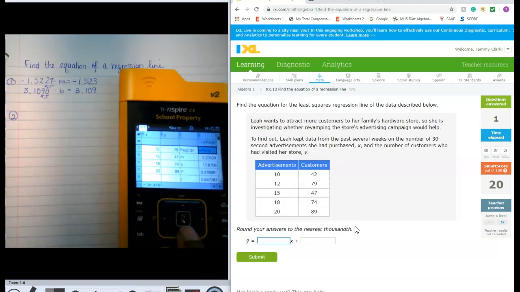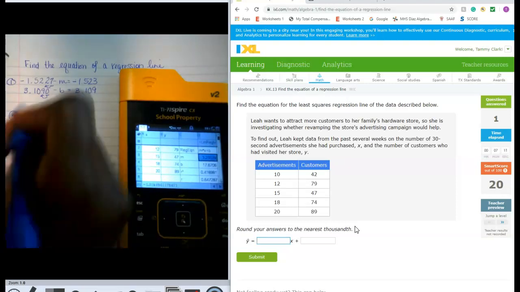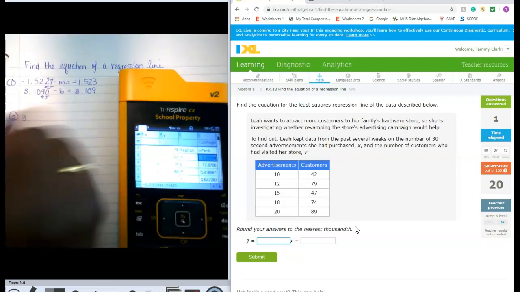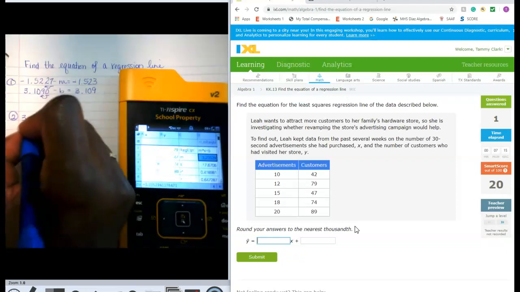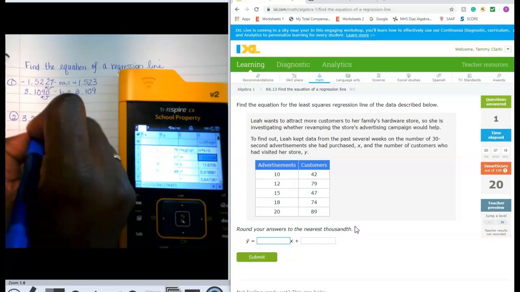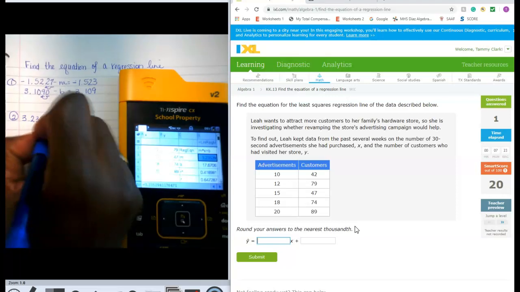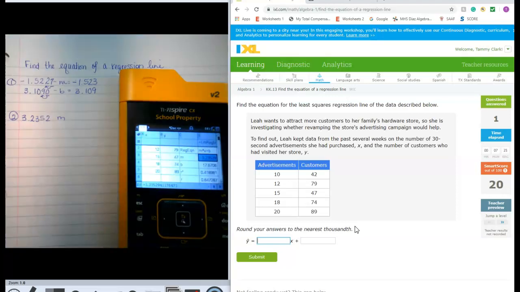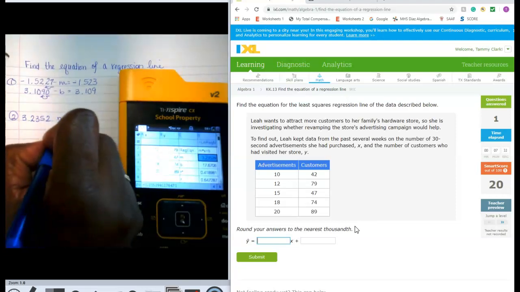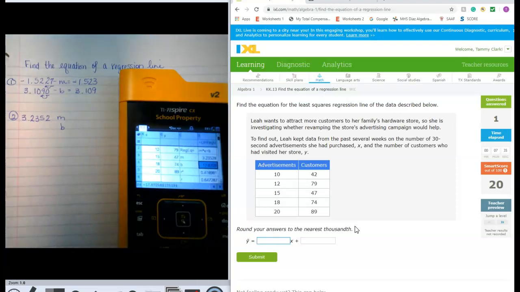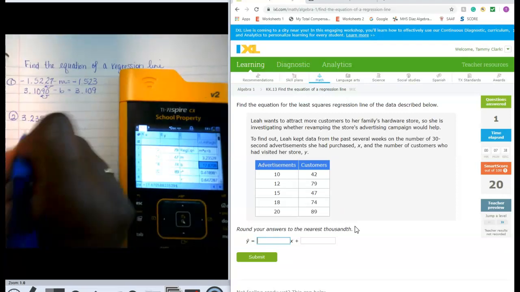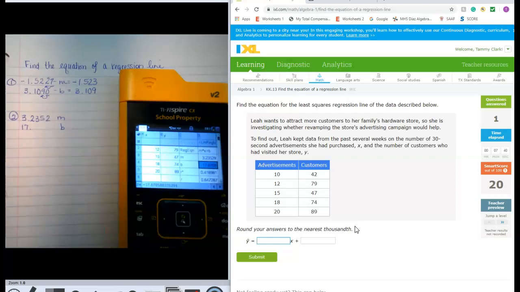So our slope is 3.2352. And our y-intercept, and I got quiet because I wanted to make sure that I was reading it correctly, is 17.6705.